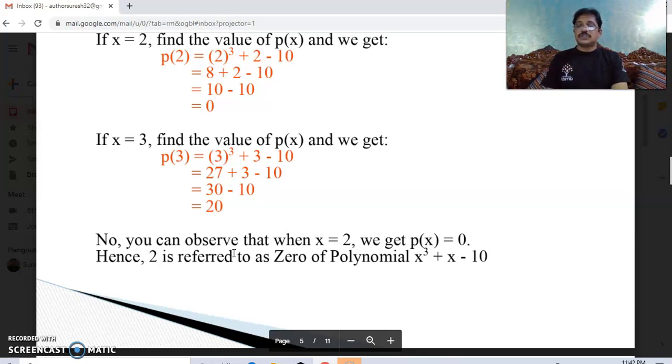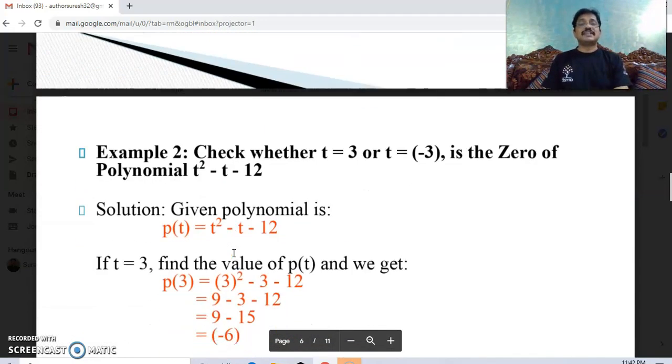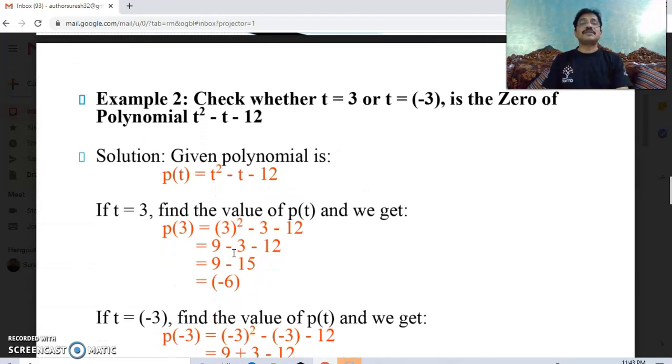Is it clear? So we can observe that when x equal to 2, we get p of x equal to 0. Hence 2 is referred to as a zero of the polynomial. Clear? So you can verify whether a value is a zero of the polynomial or not. That's very, very important. Now we are going to take one more example to understand the concept of zero of the polynomial. For example, if t is equal to 3 or t equal to minus 3, whether 3 or minus 3 are the zeros of the polynomial, we are going to check it.